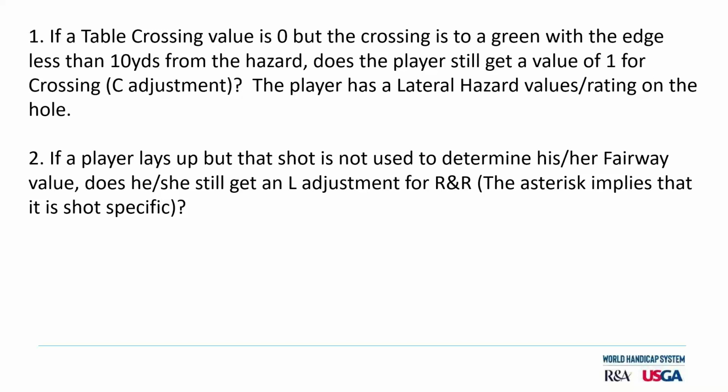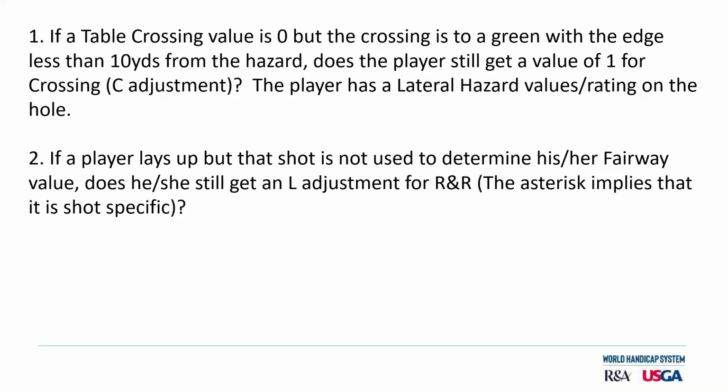Okay, the next one that was submitted was kind of a 2-parter. Both of them are pretty straightforward. The first one is: if a table crossing value is 0, but the crossing is to the green with the edge less than 10 yards from that hazard, does the player still get a value of 1 for the crossing adjustment? The player has a lateral hazard values rating. I assume they mean lateral penalty area values rating on the hole.